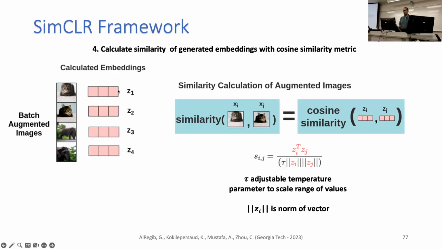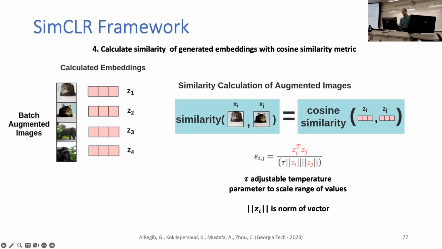Now, step 4 is to really start building the similarity between the two images, but not in the image space. You want to do it using the representation space. You want to look at Zi and Zj, right? So all the different pairs. I have Z1 with Z2, Z1 with Z3, Z1 with Z4, Z2 with Z3, and so on. So you have a similarity across all of them.